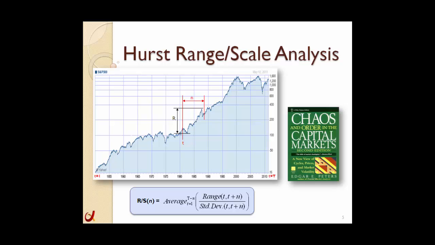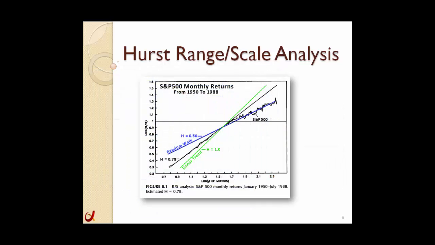For the math geeks among you, the rescaled range is calculated as the average over the entire timescale, left to right, of the maximum range R in the interval n, divided by the standard deviation of the data over each time interval n. When plotted for the S&P 500 on a log-log scale, it looks like the black line. If that data was totally random walk, it would look like the blue line. If the data was a linear trend, it would be like the green line.